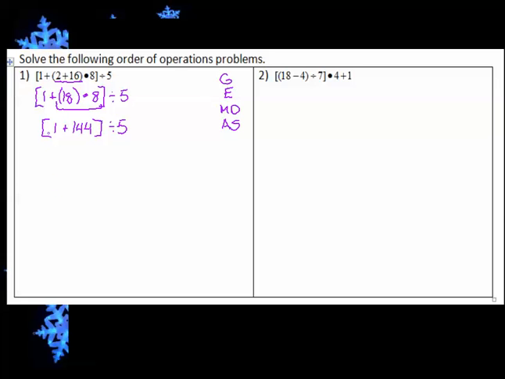Do the next step, 1 plus 144, because that's the only thing that's left in my grouping, which gives me 145. You can leave the brackets on it if you want. Divided by 5. And then I can do the last step, 145 divided by 5 should have given you 29. Okay? Alright, I want you to pause the video here. I want you to try number 2 by yourself. When you're ready, unpause the video and we'll go over it together.